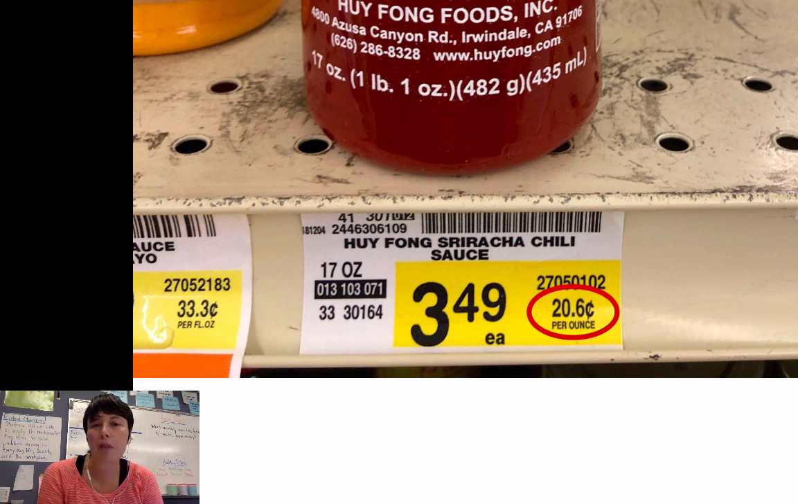So when I look at a price tag at the grocery store, I do look at the price. Like I saw the $3.49. I do look at that. But right away, next to it, I look at the per ounce because I want the best deal. My 3 different bottles that I had to choose from had different prices per ounce. 20 cents was my best deal. So that is my unit rate.